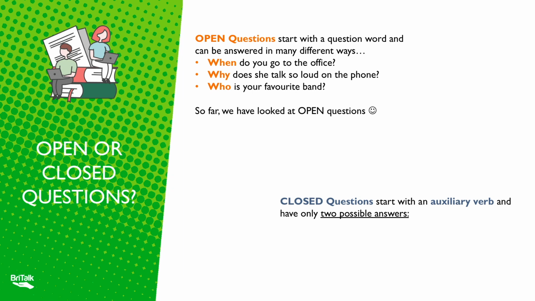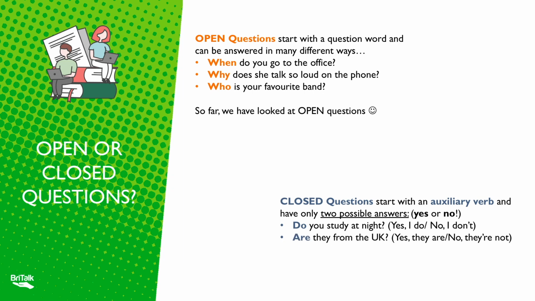Closed questions start with an auxiliary verb and have only two possible answers. Do you know the answers? Yes or no, exactly. So, for example, do you study at night? Yes, I do. Or no, I don't. Are they from the UK? Yes, they are. Or no, they're not. Does he eat meat? Yes, he does. Or no, he doesn't.